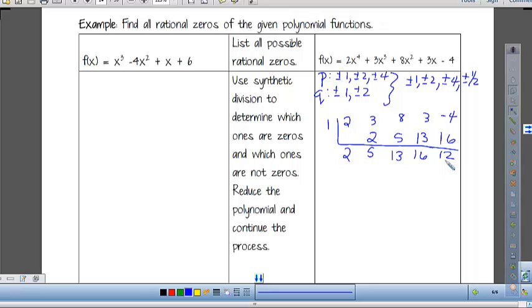If you tried a positive value here and you get all positives in your bottom row, that means that 1 is an upper bound. Any real zeros that we're going to have, they have to be less than 1. So there's no need for me to try +2, +4. Okay? All right, so we're going to go in the other direction. All right, we get -1.